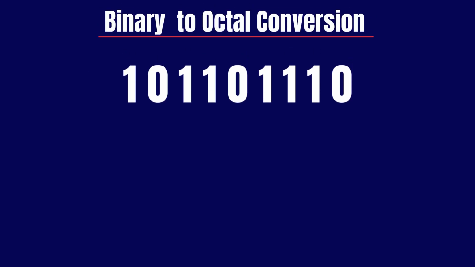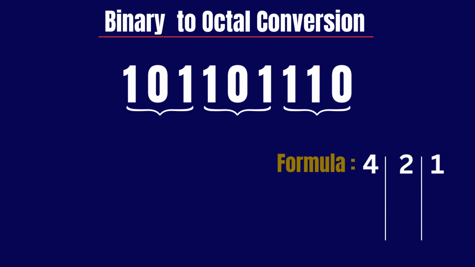Initially we split the binary group from the right side into 3-digit segments. Then we apply a formula to each group and sum the result where the binary digit is 1. Position with a 0 would be ignored. Let's move on to the example.